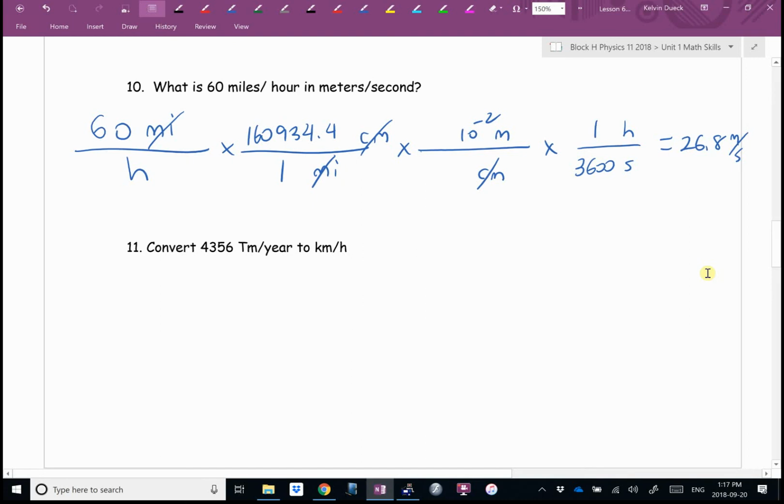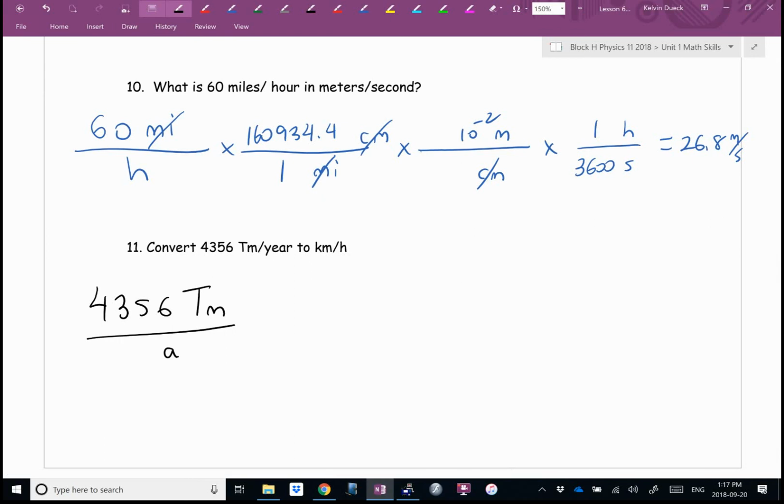And what do I mean by I like that? You'll notice we had to convert two things in number 10. We're having to convert two things in number 11. They want us to convert 4,356, what's capital T? Terameters per year. We want to convert that to kilometers per hour. How? Well, I need to convert terameters to kilometers, and I need to convert years to hours. Doesn't matter which one you do first, pick.